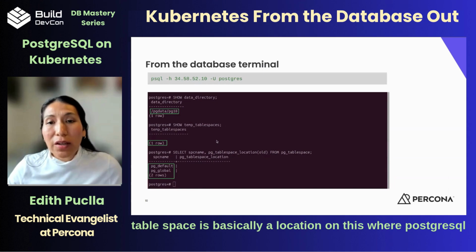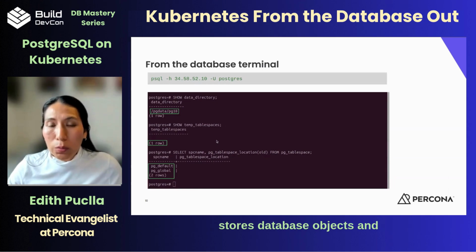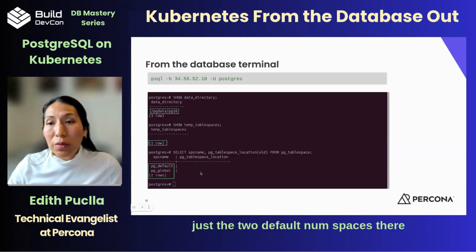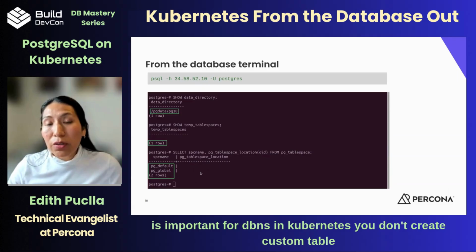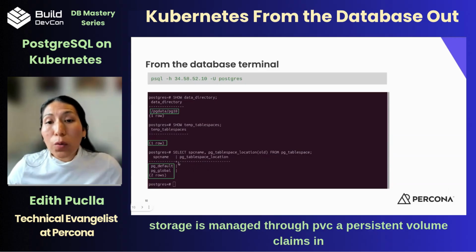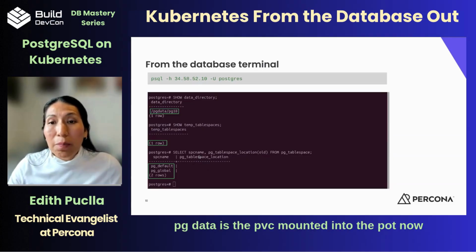A tablespace is basically a location on disk where PostgreSQL stores database objects. And pg_tablespace shows only pg_default and pg_global. Just the two default tablespaces. There are no custom tablespaces created. This is important for DBAs. In Kubernetes, you don't create custom tablespaces pointing to different local paths. The storage is managed through PVCs, persistent volume claims. And pgdata is the PVC mounted into the pod.